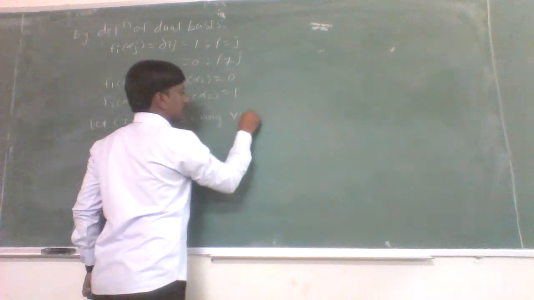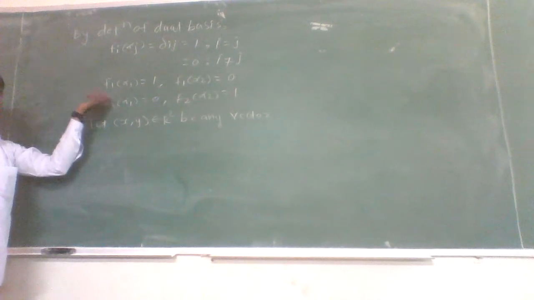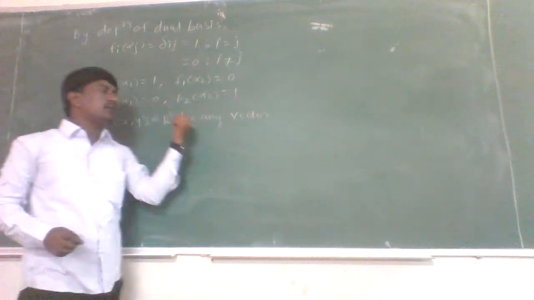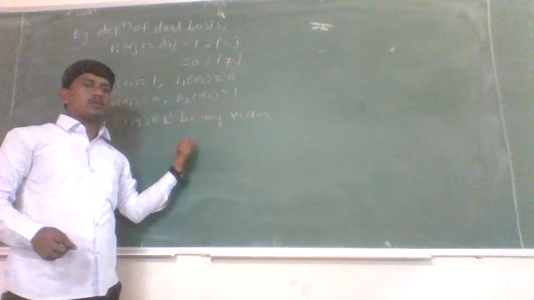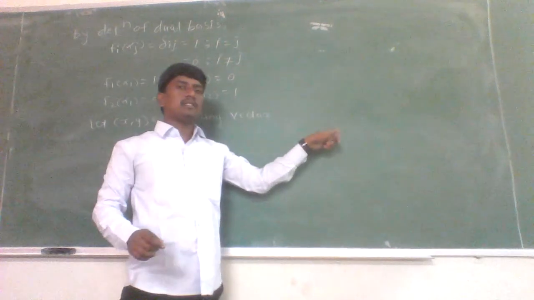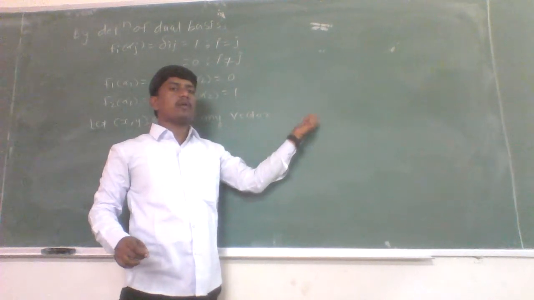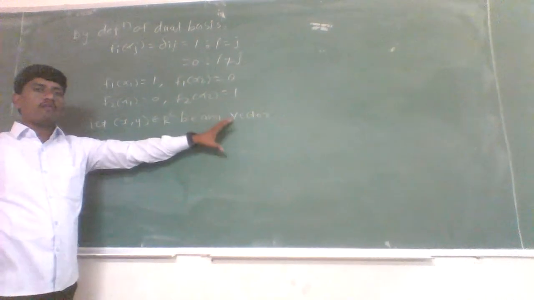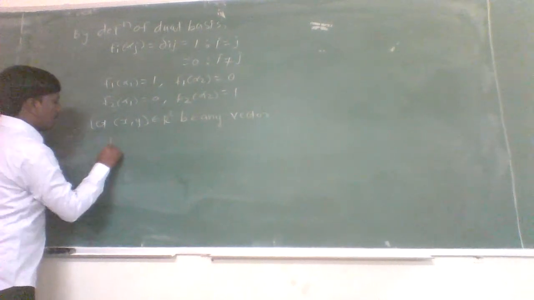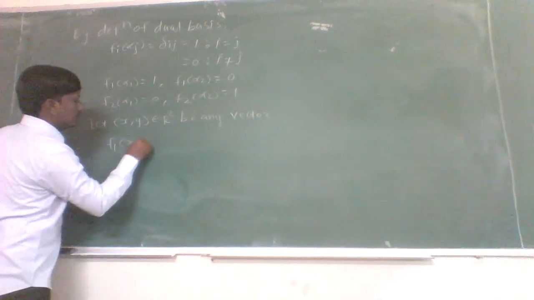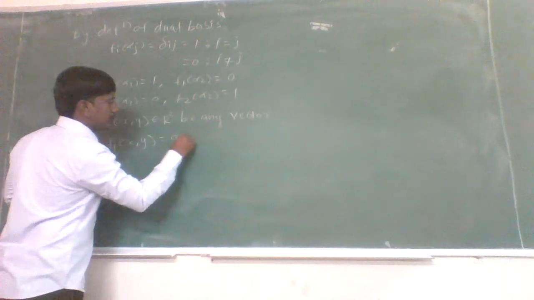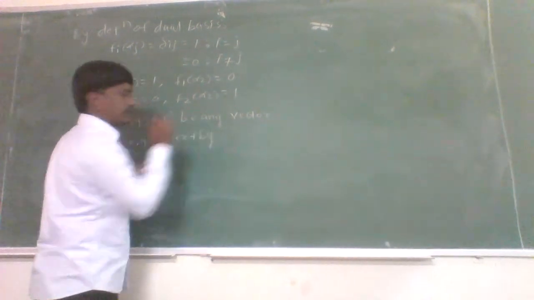Now let (x, y) belonging to R2 be any vector. As F1 and F2 are two linear functionals, a linear functional is a mapping from a vector space V over F to F over F, meaning the dimension of the codomain is 1. Then this linear functional gives some scalar value. Then F1 of (x, y) is nothing but ax plus by, a linear combination.